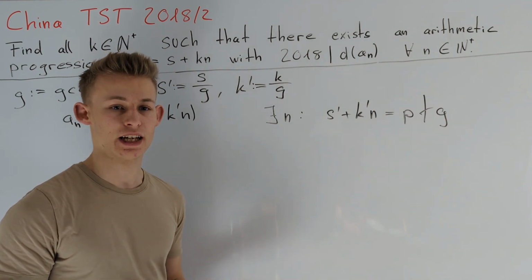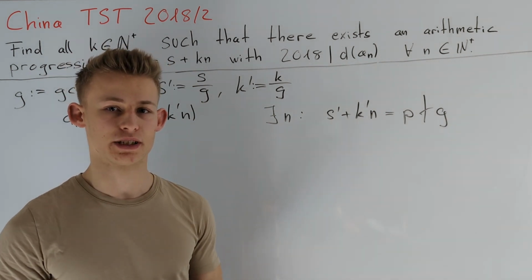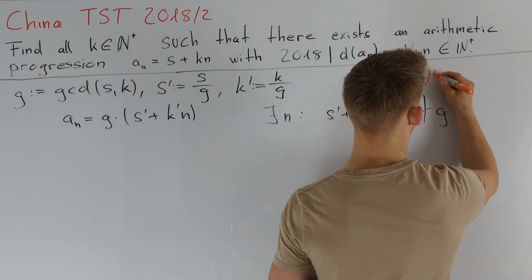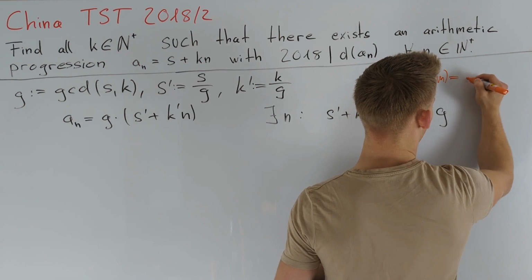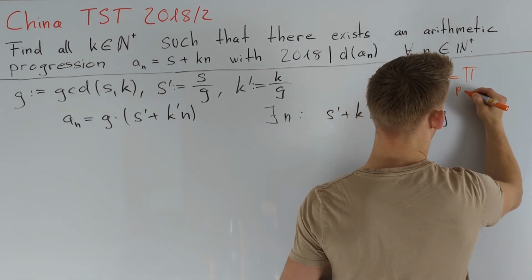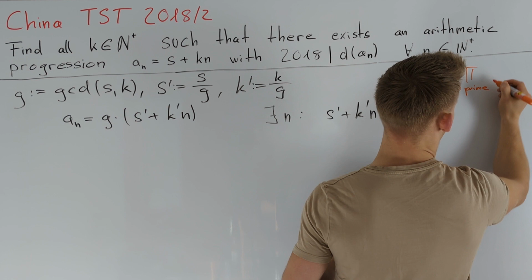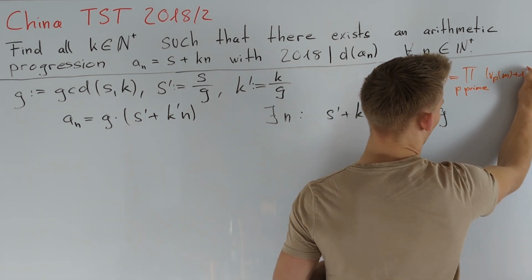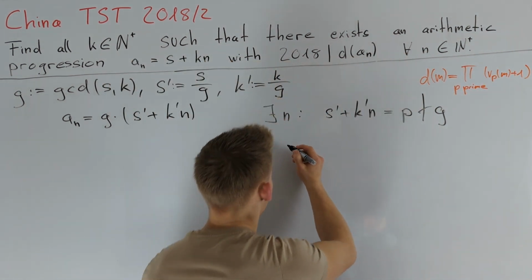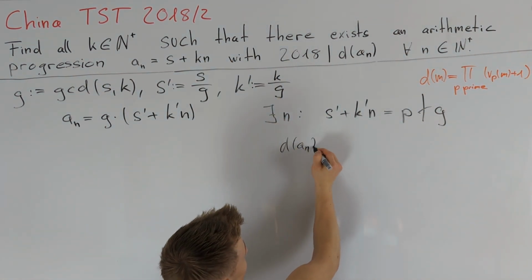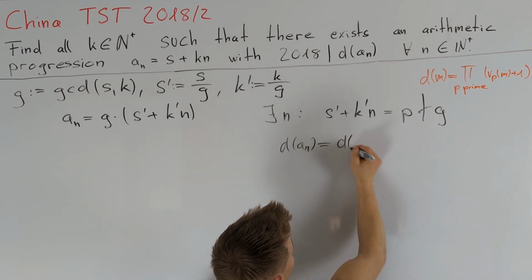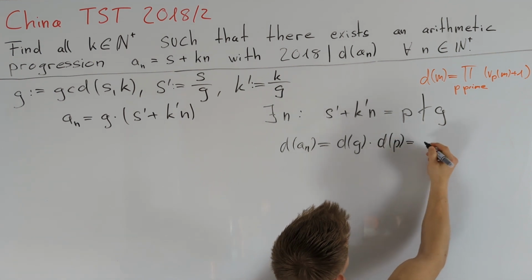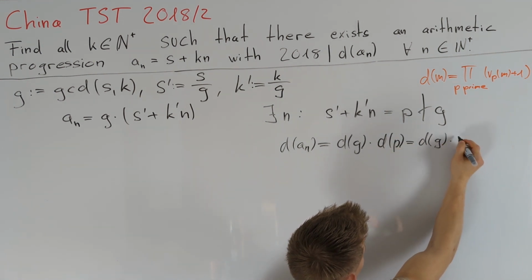We want to use the fact that for coprime numbers, the divisor function is multiplicative. This can be directly seen by writing the formula down that d(m) is equal to the product over all prime numbers p of (nu_p(m) plus 1). So we get in this case that d(a_n) is equal to d(g) times d(p), and this is equal to d(g) times 2.